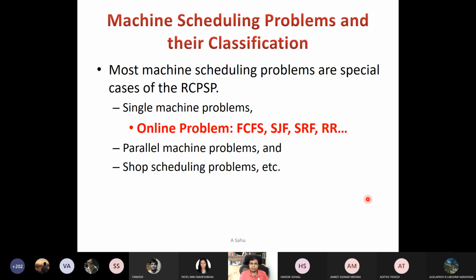And then the machine scheduling problems and their classifications. Most machine scheduling problems are special cases of this resource constrained project scheduling problem. In our OS book, we have read the single machine scheduling problem, the online problem: FCFS, SJF, SRTF, round robin. You have already read all of these in your OS book. Now we'll look at the parallel machine problem and the shop scheduling problem. But in general, we'll look at only the single machine problem and the parallel machine problem, not the shop scheduling problem and the multi machine problem. Okay.